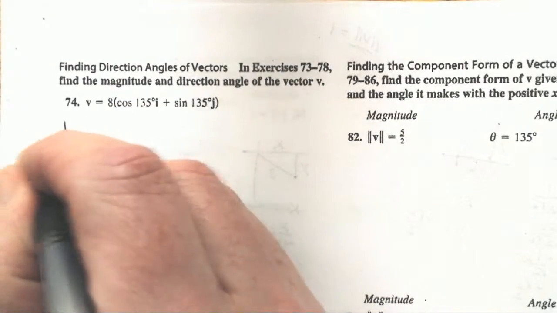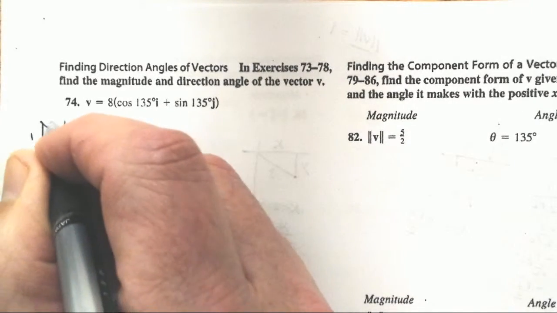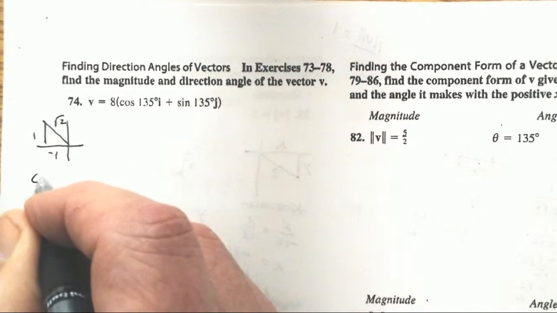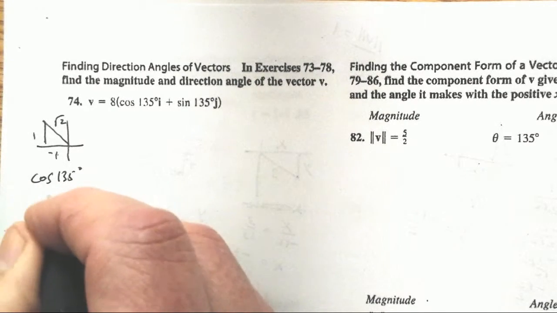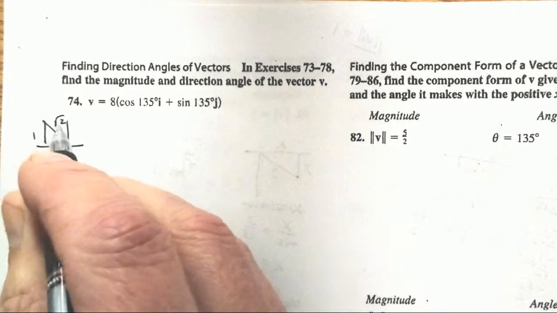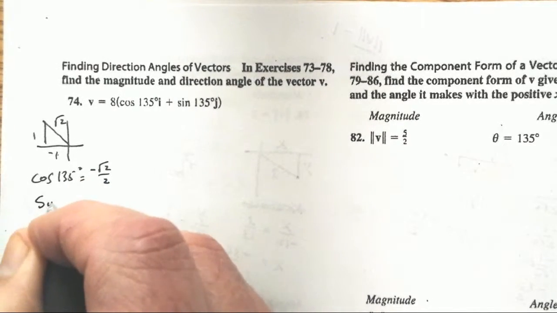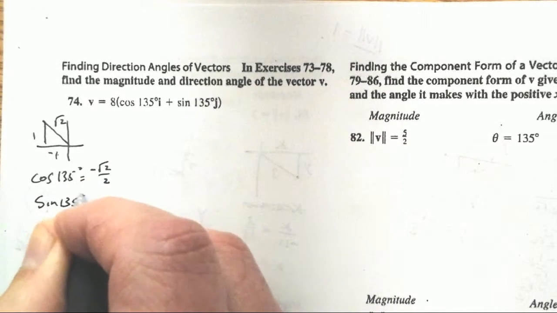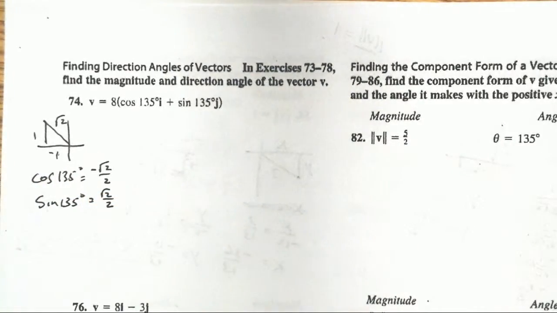Here's 135 degrees right here at a 45. This is -1, 1, square root of 2. So cosine of 135 degrees is x on r: -1 on square root of 2, or negative square root of 2 on 2. Sine of 135 is 1 on square root of 2, or square root of 2 on 2.